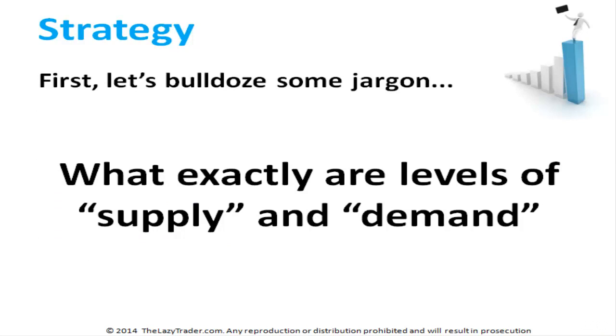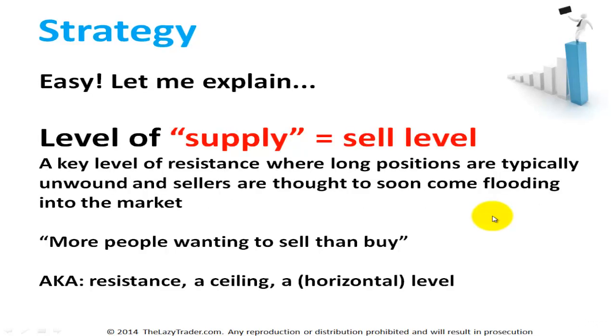But first, what exactly is supply and demand? This is a term which is bandied about a lot by technicians and traders, both amateurs and professionals alike. But what is it? There are many definitions out there, but I can make the definition very simple. A level of supply is essentially a level of resistance, a sell level, where we can reasonably expect a ceiling, where people who are long into this level will think about unwinding their positions and will see the sellers coming back into the market.